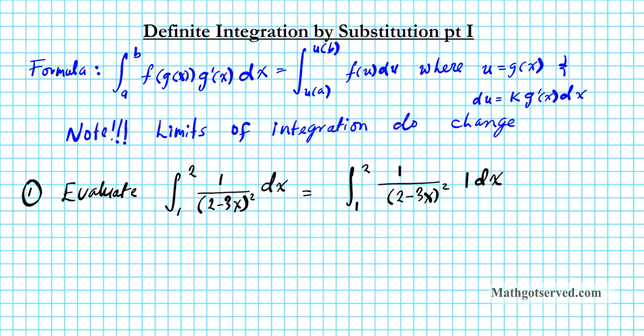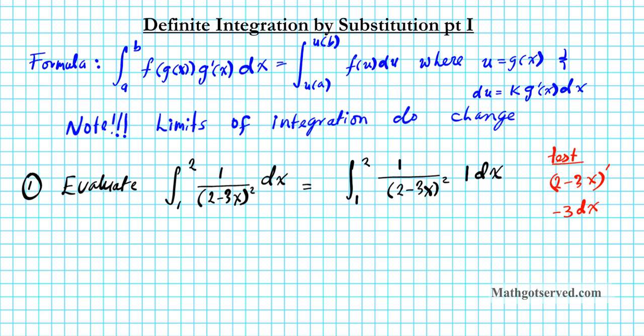Let's see what we have here. So this is just a test. We have 2 minus 3x. If we differentiate this, what do we get? Using differentials, this is going to be negative 3 dx, because the derivative of 2 is 0. So if we multiply this by negative 1/3, we'll end up with this. So this is perfect because this is a multiple of this second function right here.